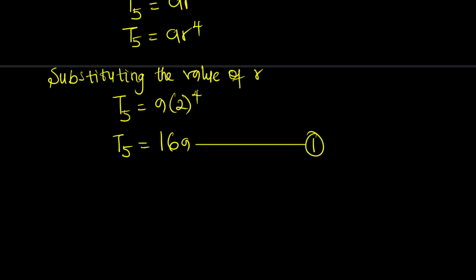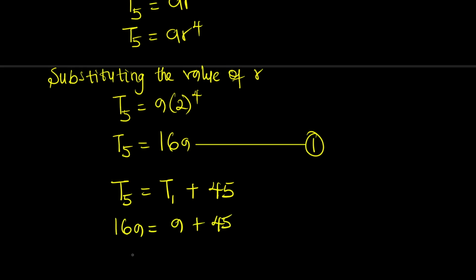But you have to recall that we're told that the fifth term is greater than the first term by 45. This statement implies that our T5 will be equal to T1 plus 45. Our first term T1 is denoted by A, and we are going to substitute the value of our T5, which is 16A, and this is going to yield 16A equal to A plus 45.